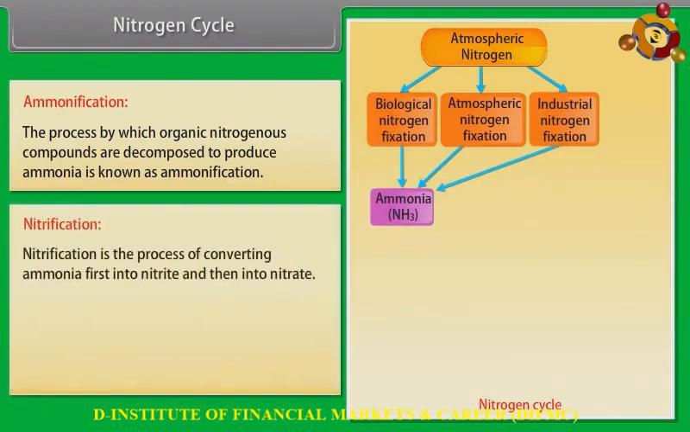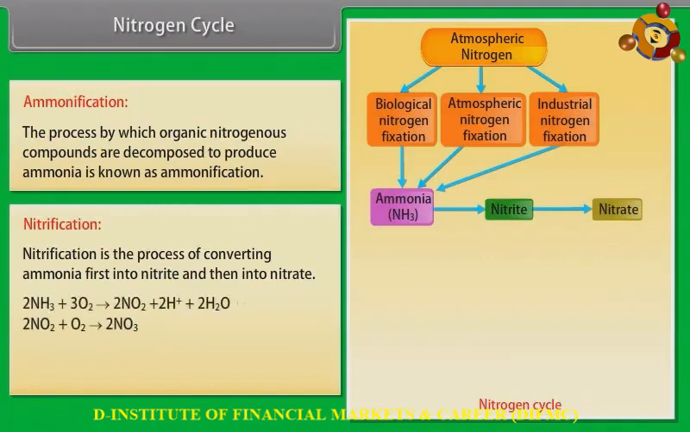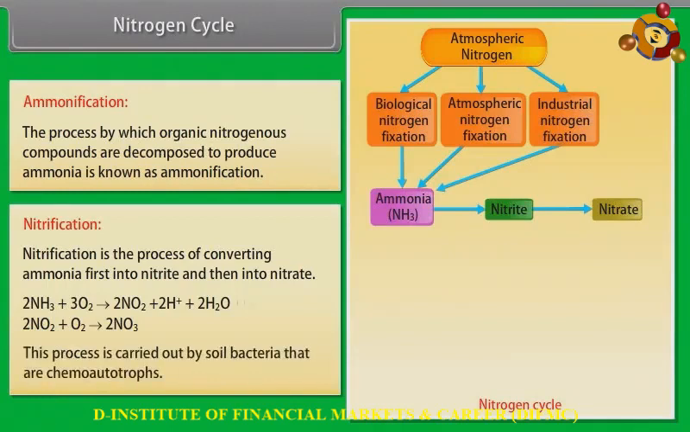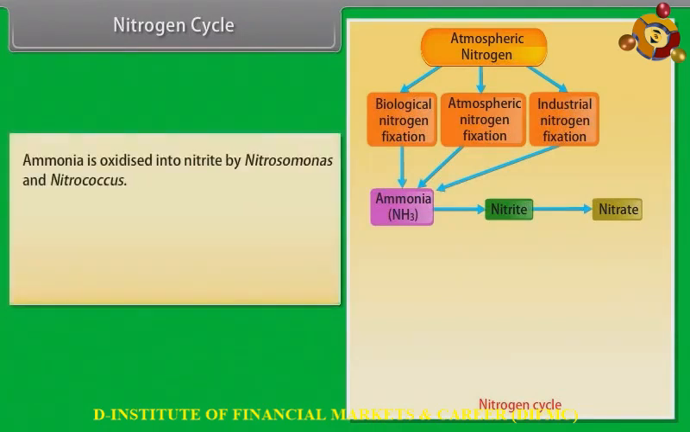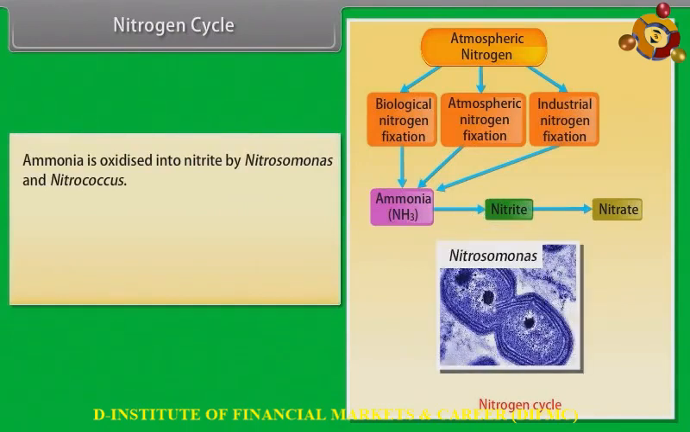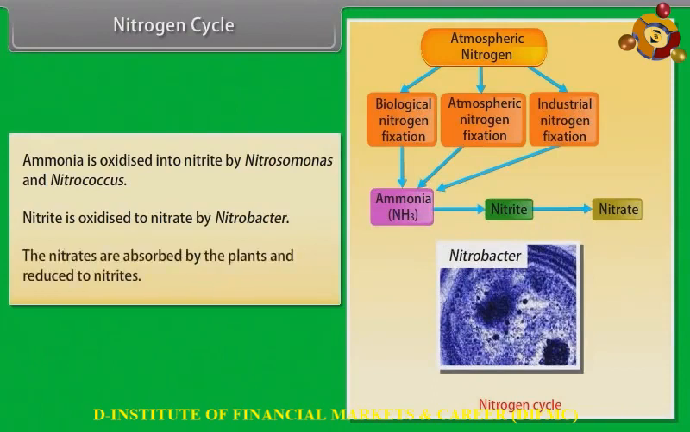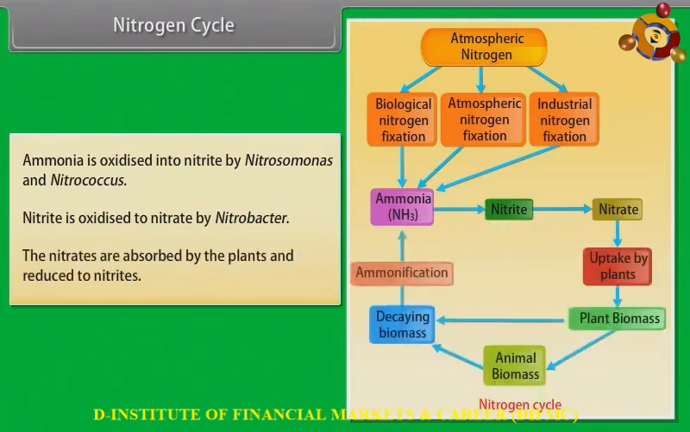Nitrification. Nitrification is the process of converting ammonia first into nitrite and then into nitrate. 2NH3 plus 3O2 gives 2NO2 minus plus 2H plus plus 2H2O. 2NO2 minus plus O2 gives 2NO3 minus. This process is carried out by soil bacteria that are chemoautotrophs. Ammonia is oxidized into nitrite by Nitrosomonas and Nitrococcus. Nitrite is oxidized to nitrate by Nitrobacter. The nitrates are absorbed by the plants and reduced to nitrites.